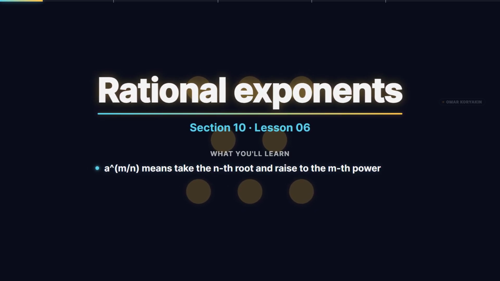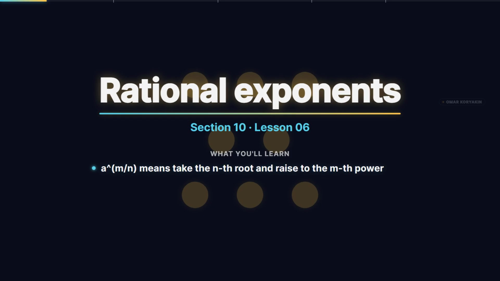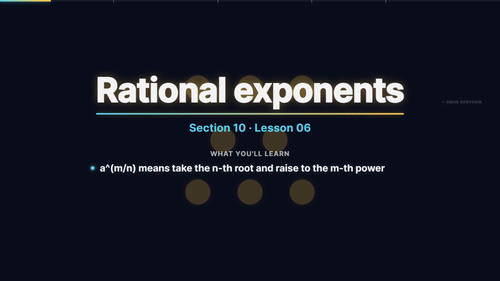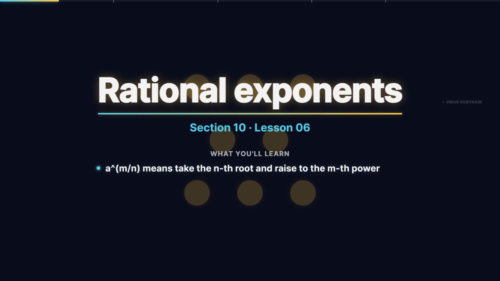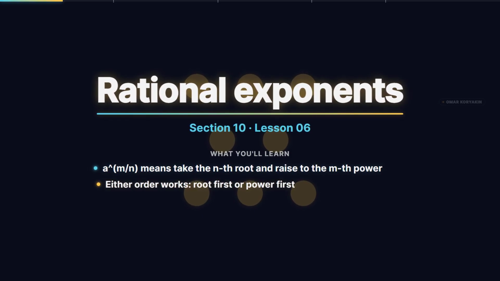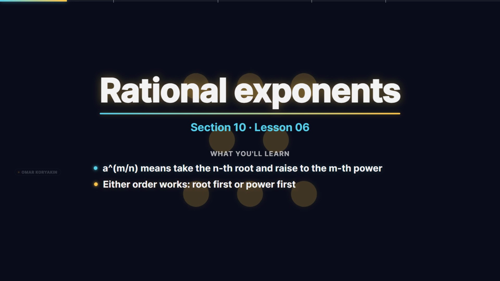The definition is simple. A raised to m over n equals the nth root of a raised to the mth power. Equivalently, take the mth power first and then the nth root. Both orders give the same answer for positive a.